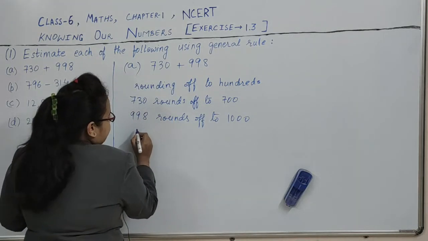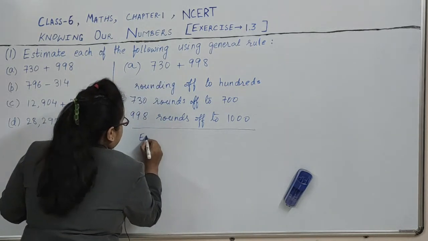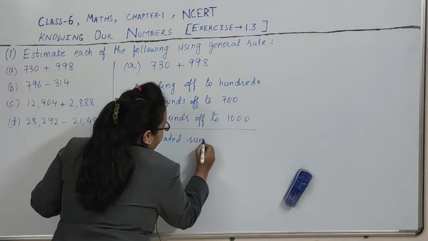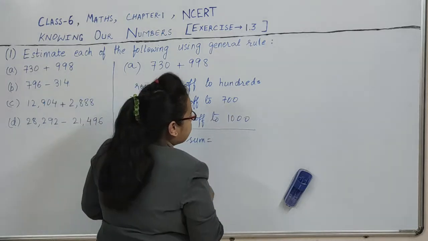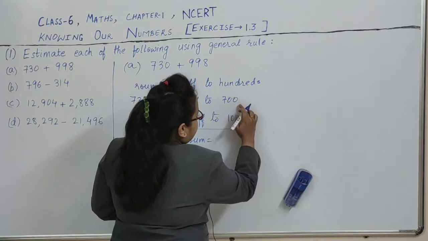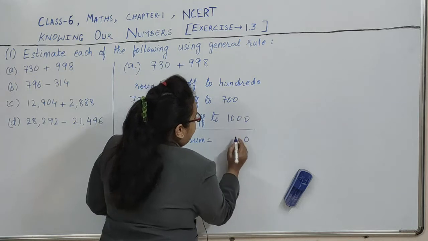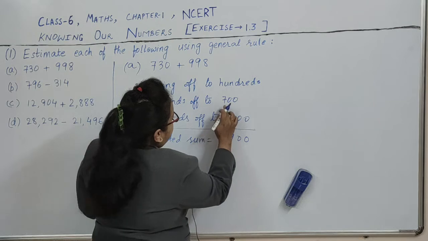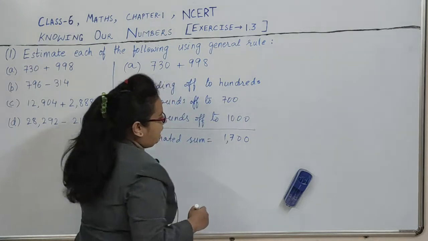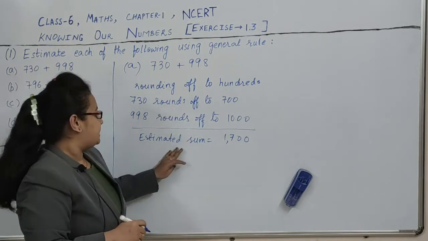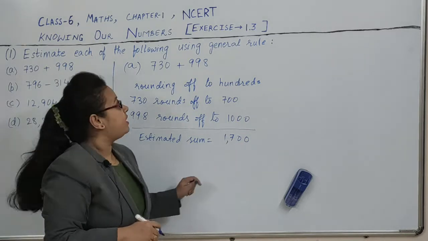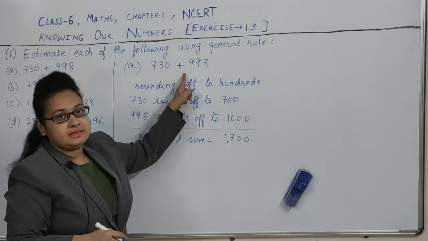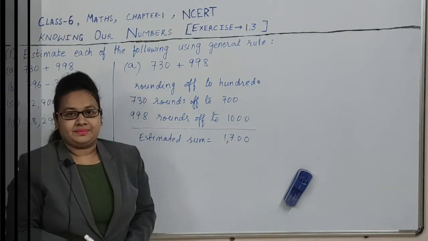Now what will be the estimated sum? See, estimated sum is equal to, we have to add these two. So what we will do? See, 0 plus 0 is 0, 0 plus 0 is 0, 7 plus 0 is 7, and then 1. So it is 1700. So the estimated sum is 1700. So using the general rule we have estimated this sum, and this is the answer.